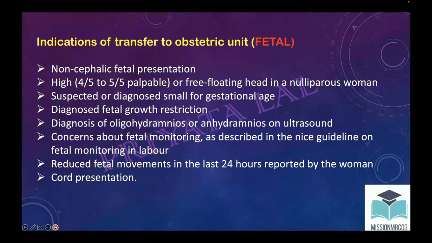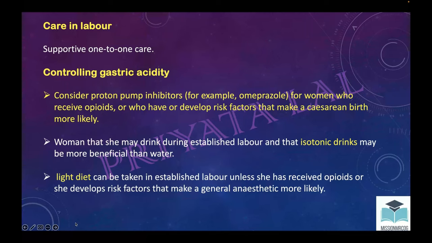Now, when the patient is already admitted, we know in the UK it is one-to-one supportive care. For acidity, they usually arrange a proton pump inhibitor. It is not for everyone, but if the patient receives opioids as pain relief, or if there could be a possibility of cesarean section. Apart from this, they can take isotonic drinks, which are more beneficial, and a light diet unless there is a possibility of cesarean section where general anesthetic is required. This part is important, and it has been newly added in the guideline.